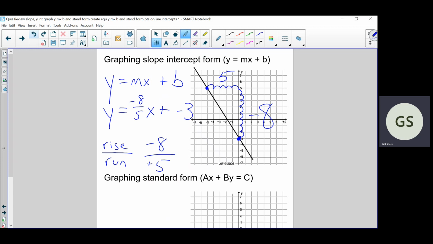Now, if you use the other point, you would have actually gotten a different slope, but that's because I think these squares are not exactly square. I think they're off a little bit.